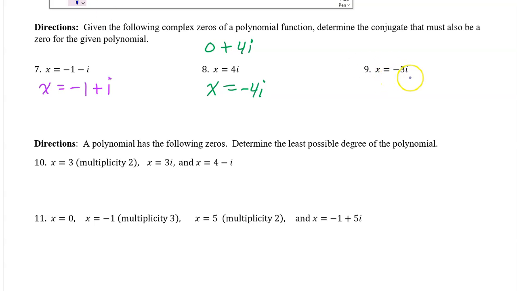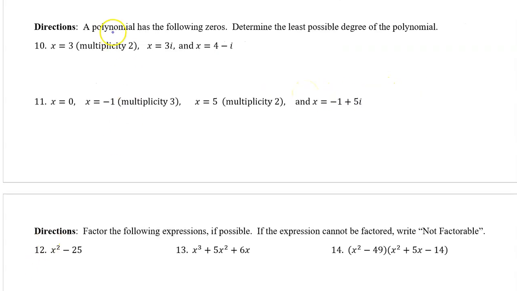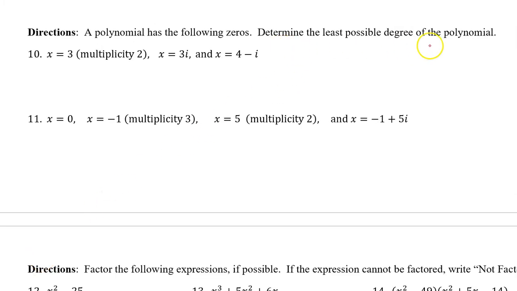Similarly, for number 9, we only have an imaginary term, so we will change the sign for the conjugate. Positive 3i will also be a 0 of the function. A polynomial has the following zeros. Determine the least possible degree of the polynomial. The degree of a polynomial matches the total number of zeros, including imaginary zeros and multiplicity.